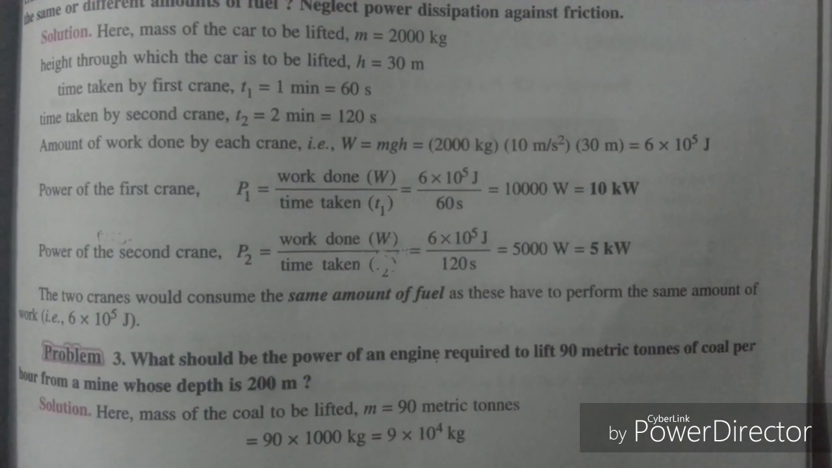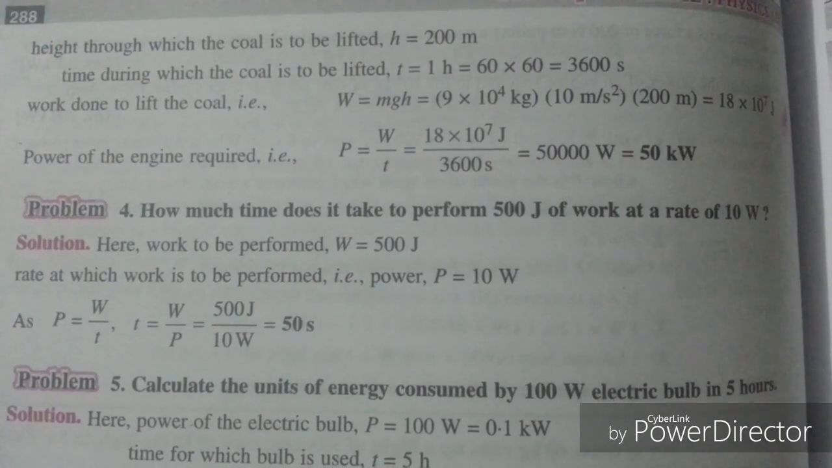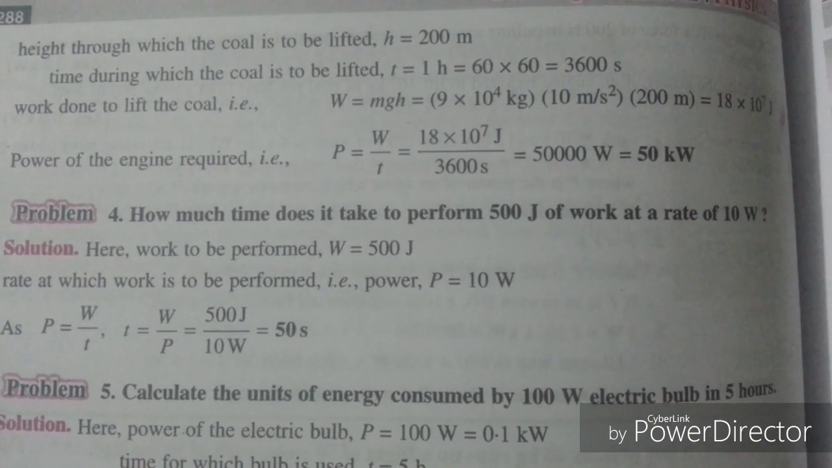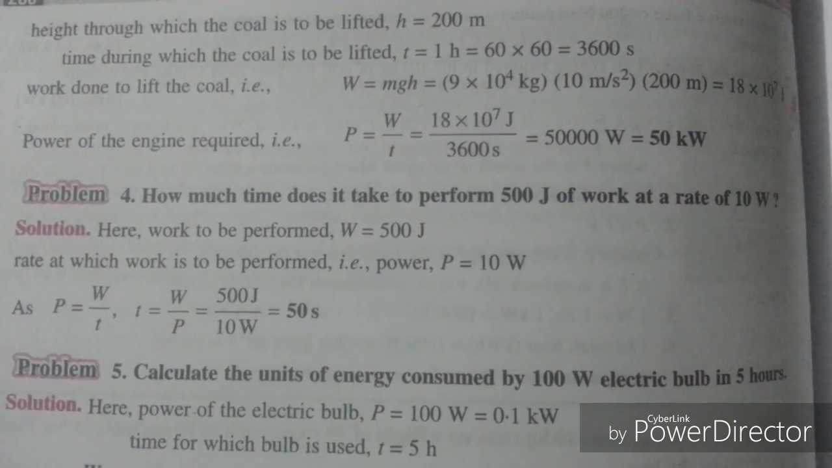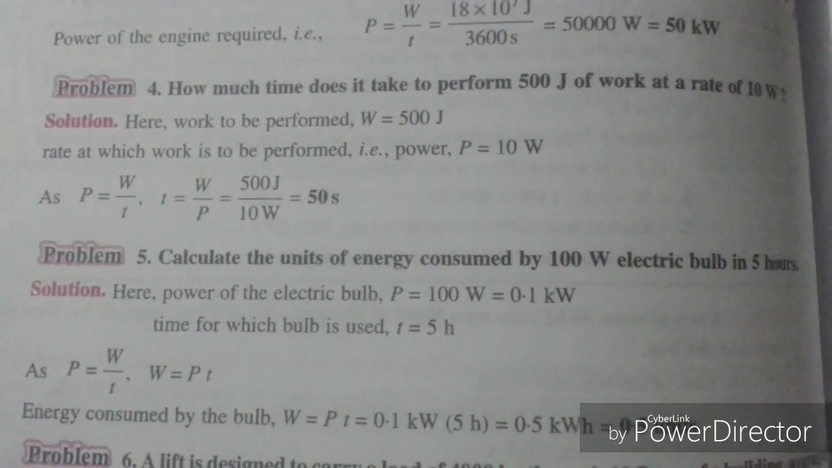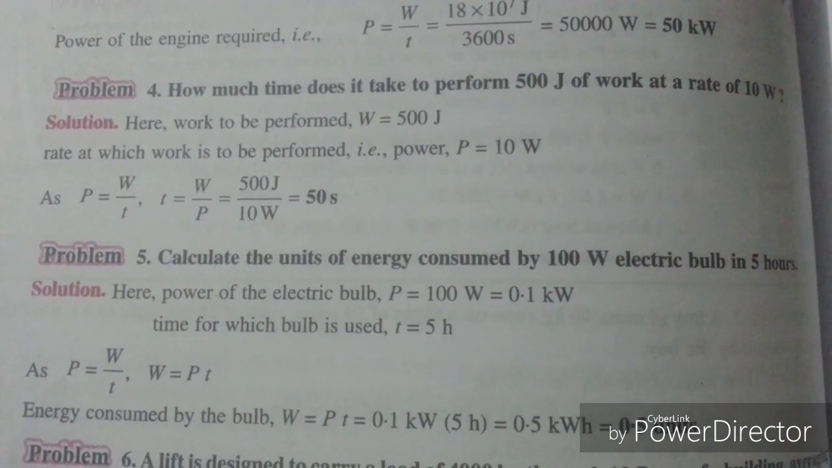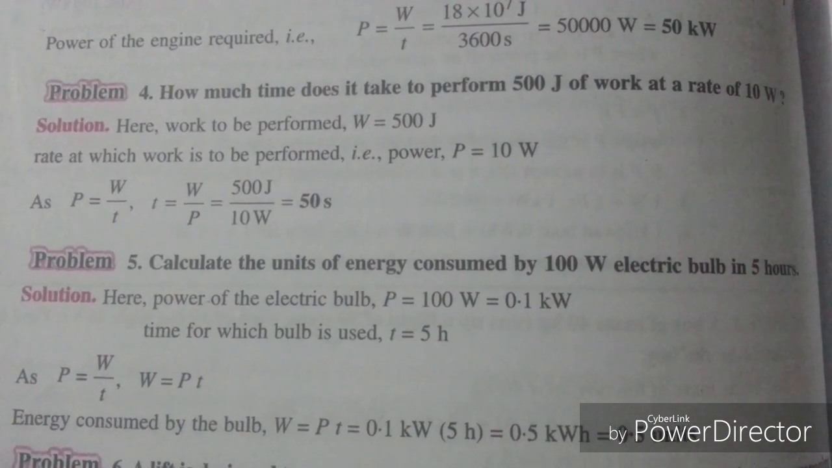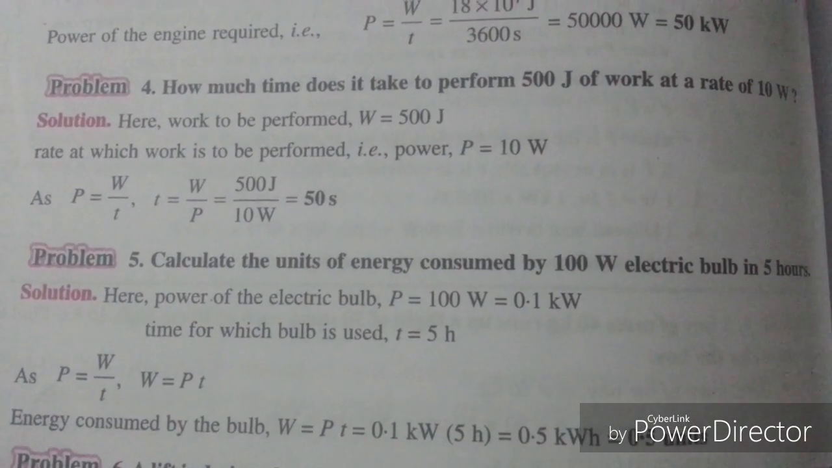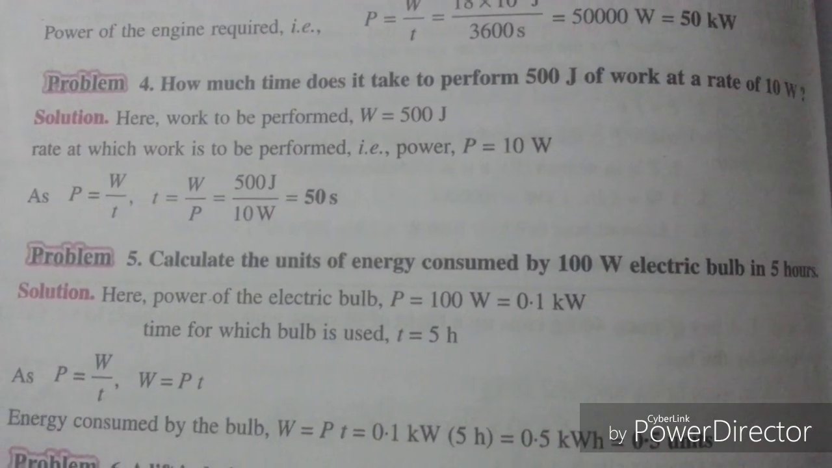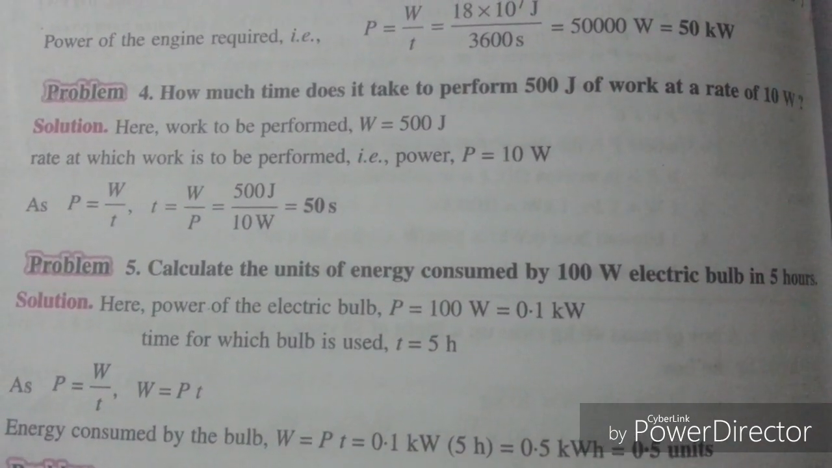So we have the mass, right? Then we have the height and time. So work done we can find, and then power would be work done upon time taken. How much time does it take to perform 500 joule of work at a rate of 10 watt? So we have been given work and power. Time can be found out similarly. Time would be work done upon power. So 50 seconds is the answer.